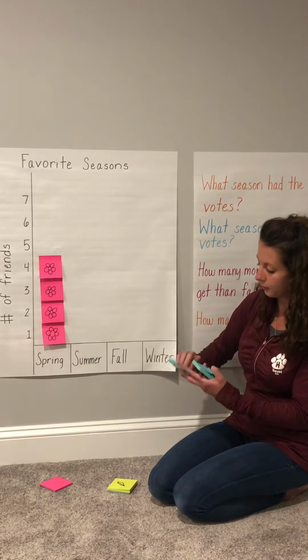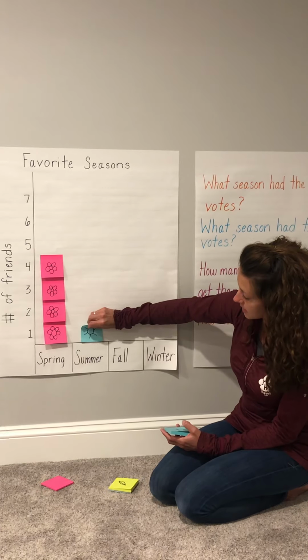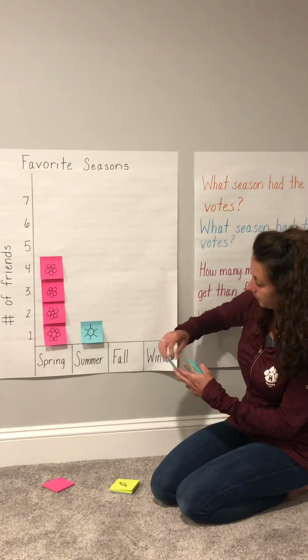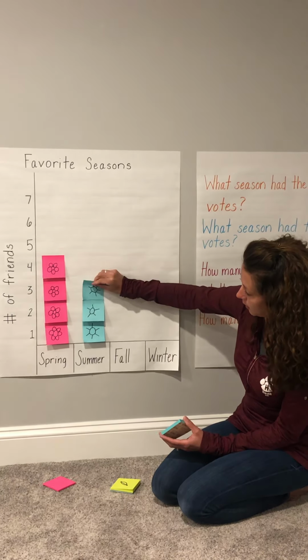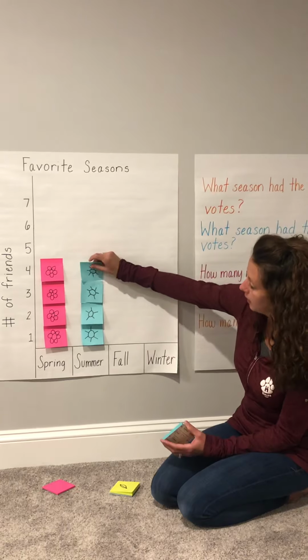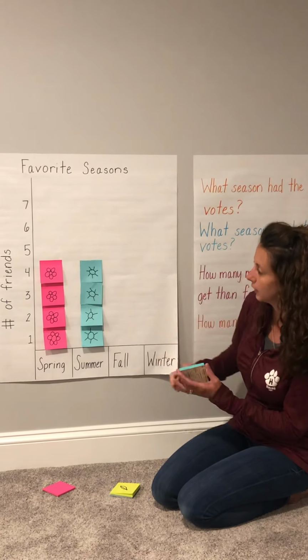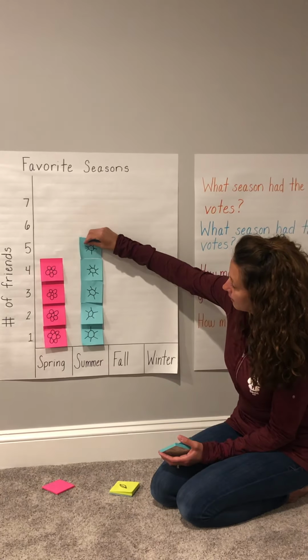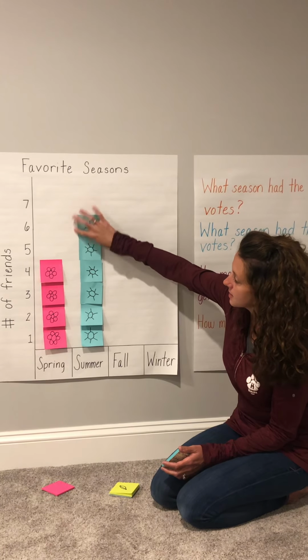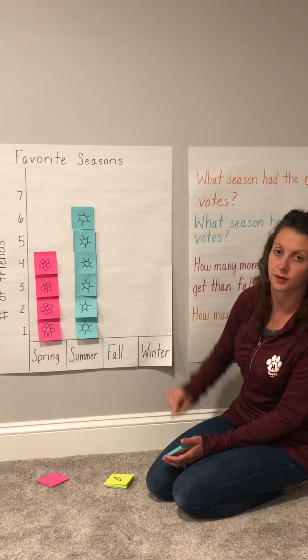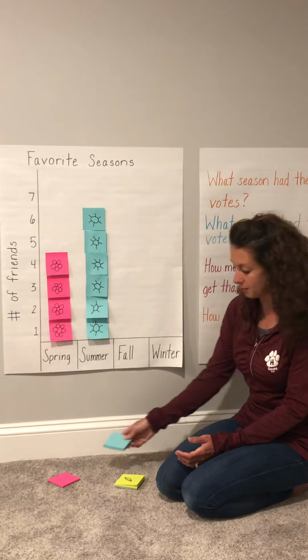Let's count how many friends' favorite season is summer. 1, 2, 3, 4, 5, and 6. I had 6 friends whose favorite season is summer.